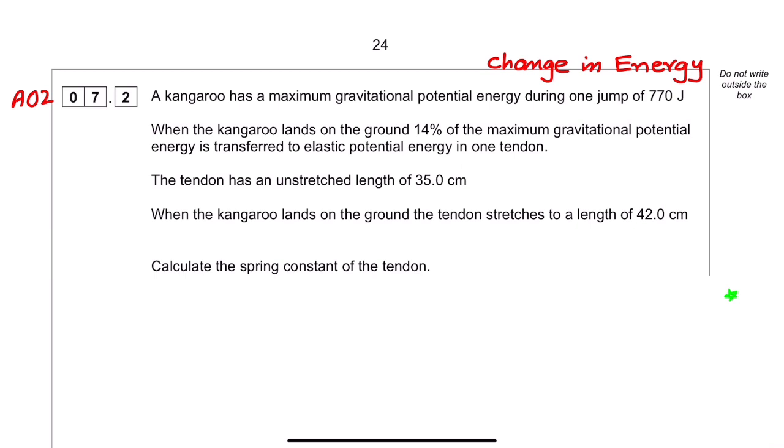The tendon has an unstretched length of 35 centimeters. When the kangaroo lands on the ground, the tendon stretches to a length of 42 centimeters. Calculate the spring constant of the tendon. So we need to find the spring constant, that is K.